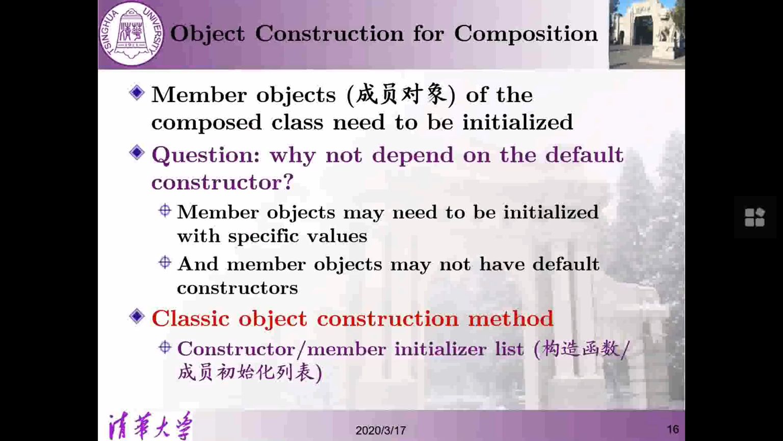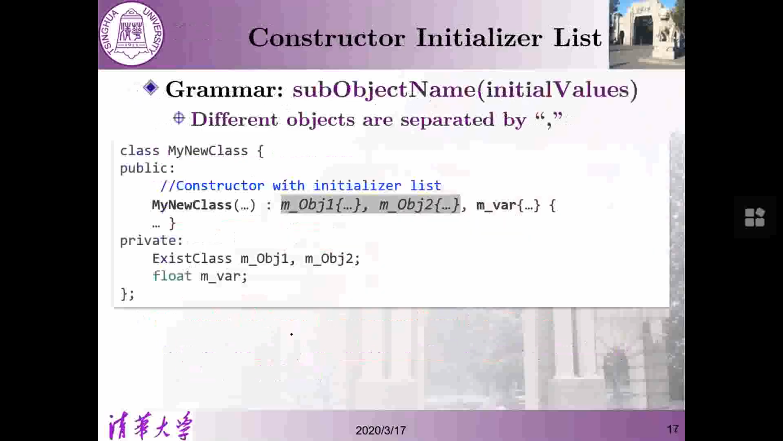Then, object construction and composition. For composition, our question is why not depend on the default constructor? This is because member objects of the existing class may need to be initialized with specific values, and also for the member objects there may not be default constructors. So we need to explicitly construct the member objects. The grammar is a member initializer list, or constructor initializer list.